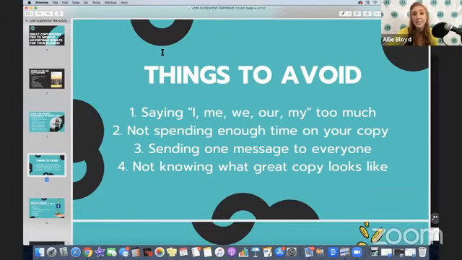You also don't want to send the same exact type of copy to everyone. And not knowing what makes great copy is a problem. You really need to get as familiar as possible with what good copywriting looks like so that if yours isn't good, you know it. If someone writes copy for you that isn't good, you're going to be able to identify it. But most importantly, just like everything else in the world, the more you expose yourself to it and study it, the better you're going to be at it.